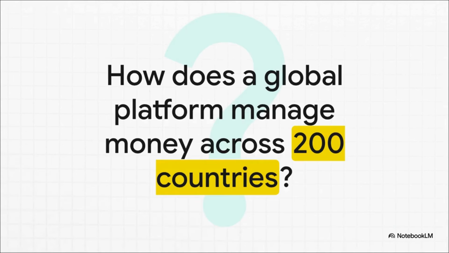First, just think about this for a second. How does a massive global platform actually manage money for people in over 200 different countries? I mean, you've got all these different currencies, completely different banking laws, not to mention the constant risk of fraud. It's an incredibly complex puzzle, and that's really the core problem this new ONPASSIVE system was built to solve.